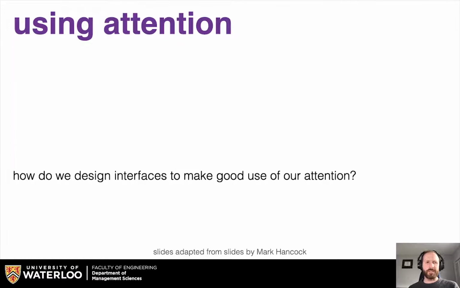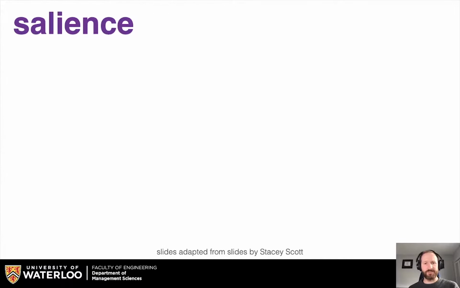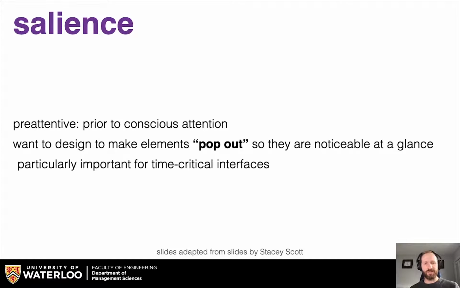So how do we use this to design interfaces to make good use of our attention? Well, information in our interface should be structured in a way to capture users' attention. For example, using perceptual boundaries, windows, color, reverse video, sound, and limited animation or flashing lights. And the way that you can think about a lot of this is by thinking of salience. Salience is how apparent something is. And often it is pre-attentive, which means prior to conscious attention, which you can direct. We want to design elements that pop out so that they're noticeable at a glance, particularly for time-critical interfaces.